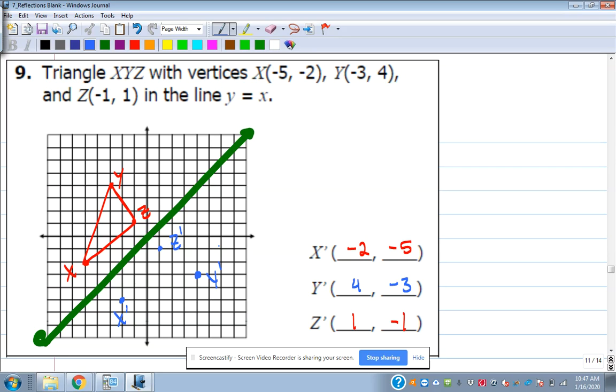Yeah, and that's where I said it's not hard. None of this is difficult stuff, but it's attention to detail, and you've got to pay really close attention to your detail there. And when you draw your picture, it needs to look like it. If it's reflecting across y equals x, you're just going to swap x and y. That's what's going to happen.